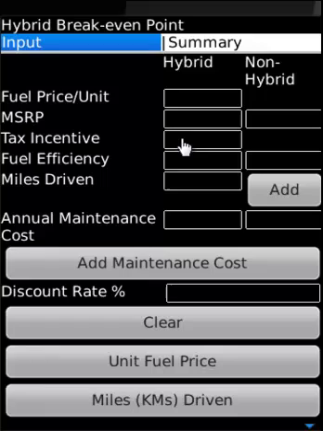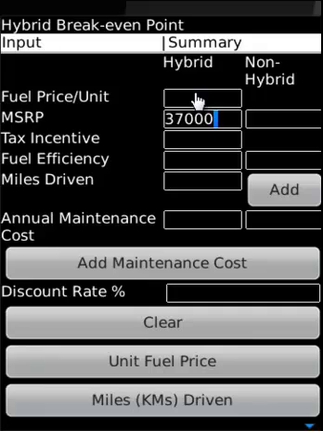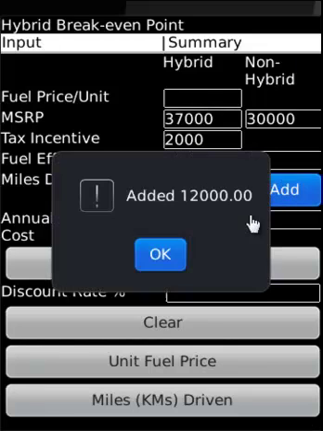Okay, so hybrid break-even point. This one actually allows us to calculate the unit fuel price or miles driven at which a hybrid and non-hybrid car will break even. 37,000. Sorry, let us calculate the gas price first, or fuel price first. So 30,000. Tax incentive for hybrid. Fuel efficiency 45, fuel efficiency 32, miles driven, so 12,000, say 1, 2, 3, 4 and 5.